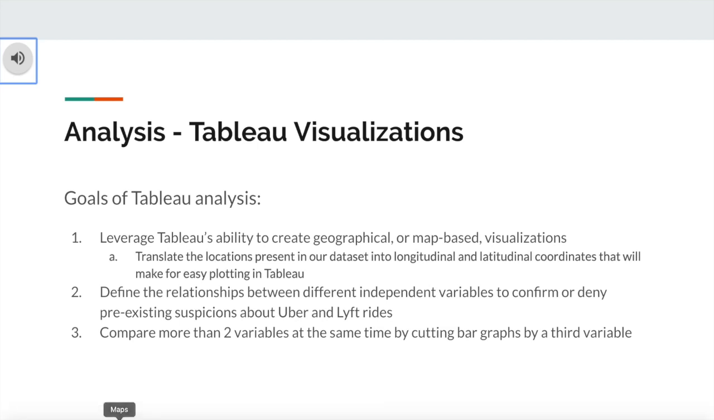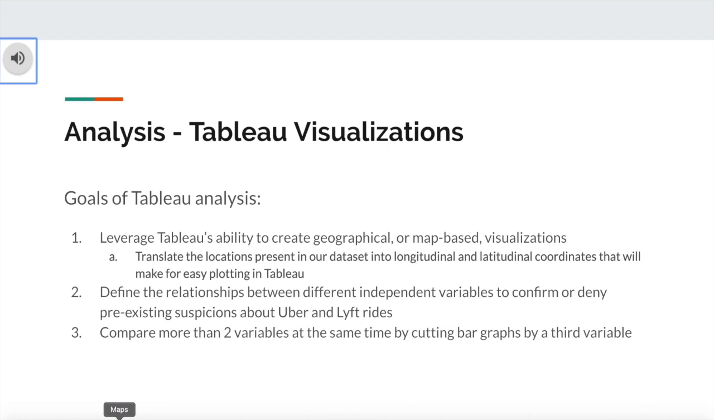Next, we are going to discuss the visualizations and analyses that we conducted within Tableau. When creating visualizations on Tableau, we had 3 goals in mind, the first of which was to leverage Tableau's ability to create geographical or map-based visualizations. Because our dataset included destination and source locations as variables, we knew that creating maps would be a great way to visualize other variables in a geographical context.